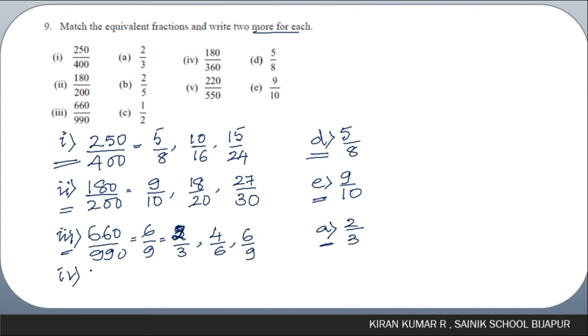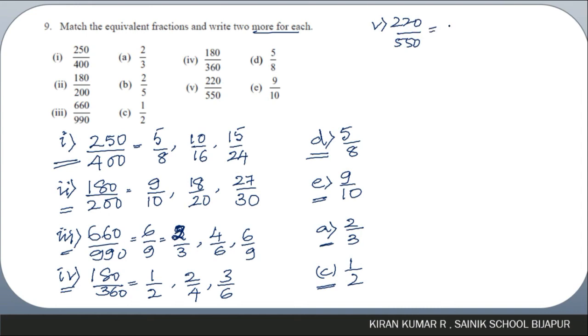Now the fourth one, we have 180 upon 360. 180 one time, 180 2 times is 360, and this particular fraction 1 by 2 is option C, matching with the fourth one. 2 more such fractions, 2 by 4, 3 by 6. Now the fifth one, 220 upon 550. 110 divides 2 times and 5 times, and this is there in option B. 2 more equivalent fractions, 4 by 10. If I multiply by 3, 6 by 15.